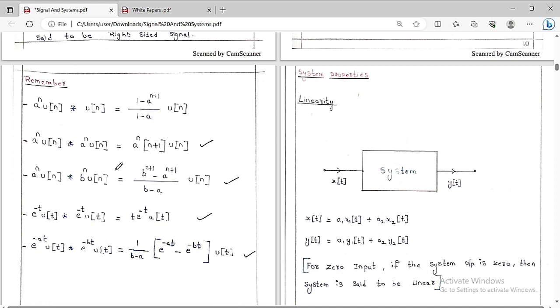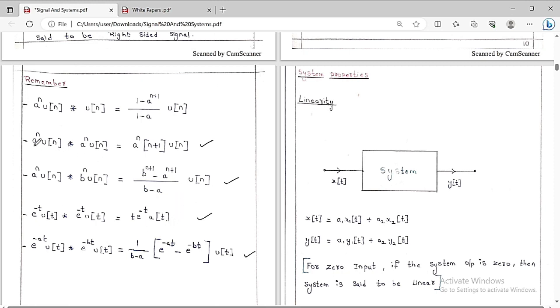So finally, a to the power of n u of n convolution of a to the power of n u of n is equal to a to the power of n into (n plus 1) into u of n. And a to the power of n u of n convolution of b to the power of n u of n is equal to (b to the power of n plus 1 minus a to the power of n plus 1) by (b minus a) into u of n. And e to the power of minus t u of t convolution of e to the power of minus t u of t is equal to t into e to the power of minus t into u of t. And e to the power of minus at u of t convolution of e to the power of minus bt u of t is equal to 1 by (b minus a) into (e to the power of minus at minus e to the power of minus bt) into u of t. These 4 equations you always have to keep in your mind.